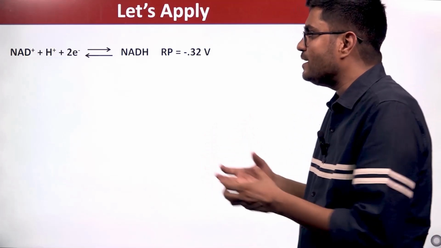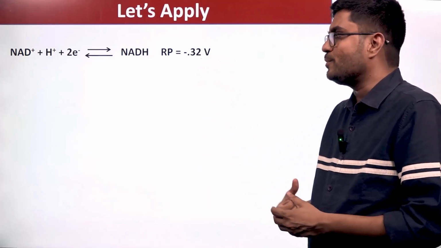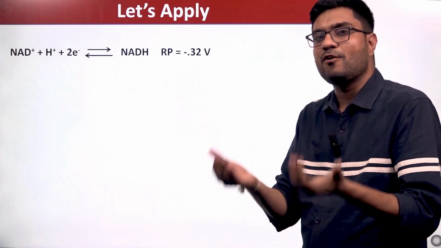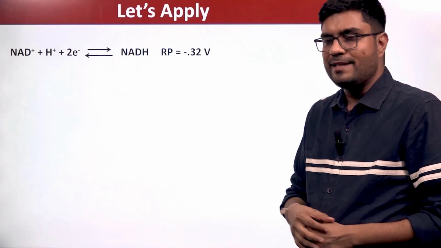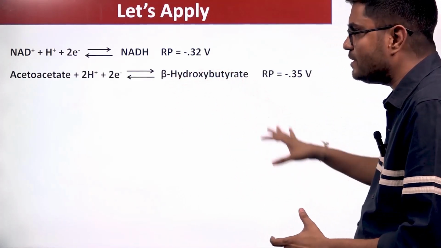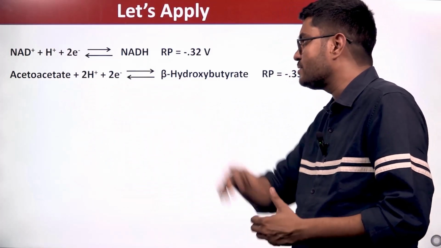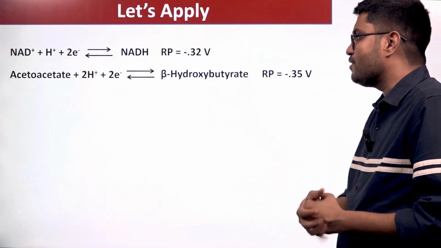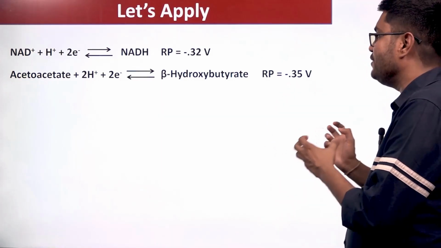To actually understand whether this minus 0.32 volt reduction potential of NAD plus is high or low, we have to bring another species and then compare. So we are bringing another process in the same microenvironment, where acetoacetate is accepting 2 electrons, converting into beta hydroxybutyrate with reduction potential minus 0.35 volt.